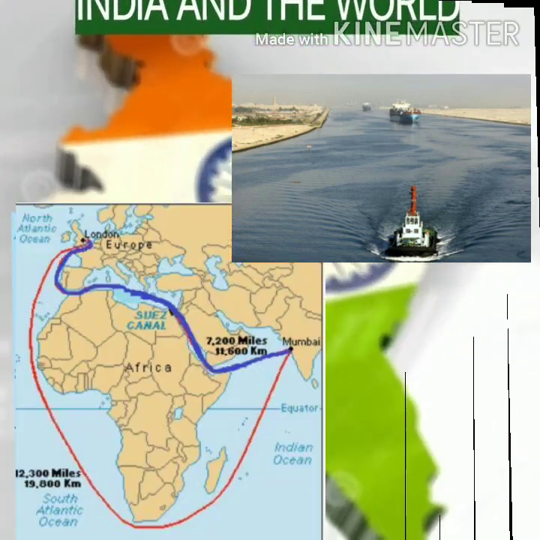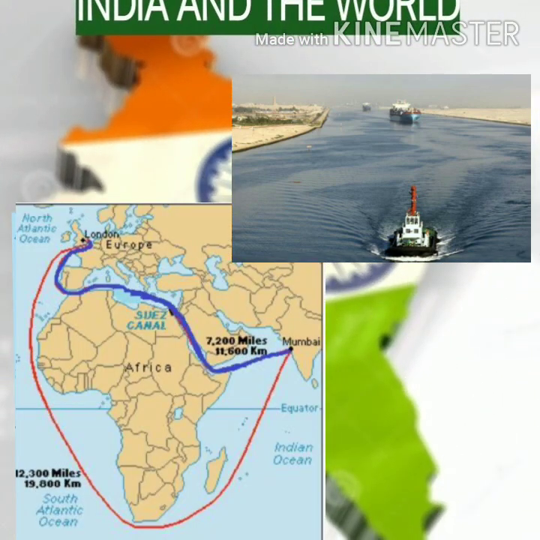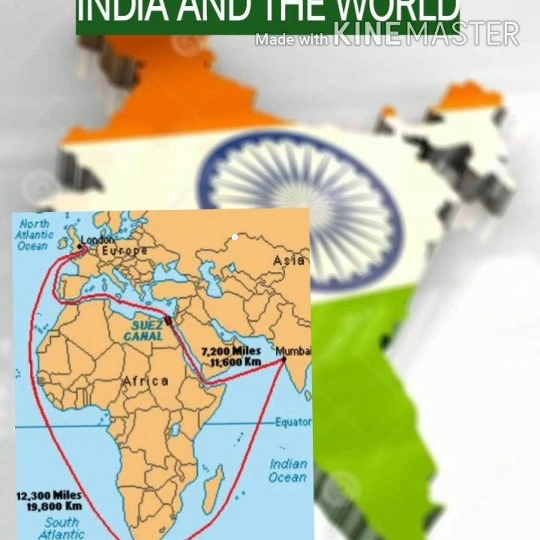Now let's talk about the Suez Canal. The Suez Canal, as we all know, is a waterway in Egypt, which connects the Mediterranean Sea with the Red Sea. Since the opening of the Suez Canal for trade in 1869, India's distance from Europe has been reduced by 7,000 kilometers. As shown in the image, the blue line depicts the new trade route, whereas the red line shows the earlier one. Earlier, it was 19,800 kilometers away from India. However, its distance has been reduced to 11,600 kilometers.